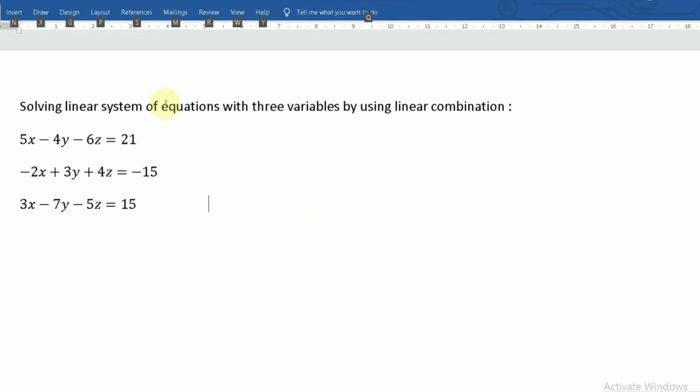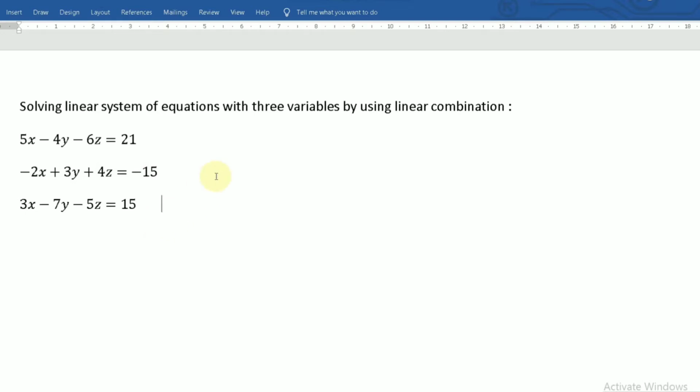Okay, let's discuss how to solve a linear system of equations with three variables by using linear combinations, which is elimination and substitution. For this example, I have already given you three equations here, one, two, three, and each equation consists of three variables, x, y, and z. So solving this linear system means that we need to find the values of x, y, and z that satisfy all three of these equations.